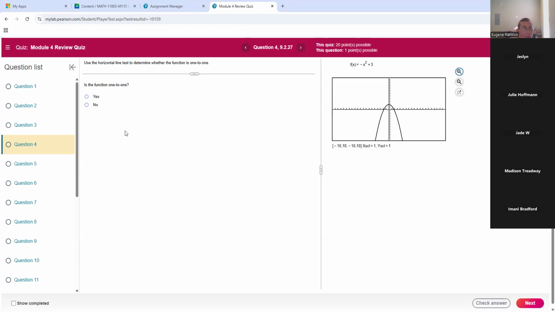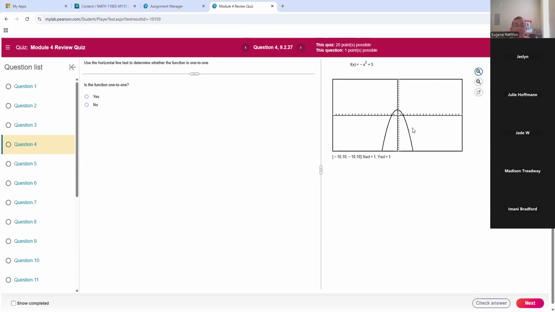And what y'all got going on? Because if it's 1-to-1, listen, you're right? You got no. Because remember, the horizontal line test says if it's possible for a horizontal line to intersect a graph more than once, then the graph is not 1-to-1. So on that one, you would put a no and move on.